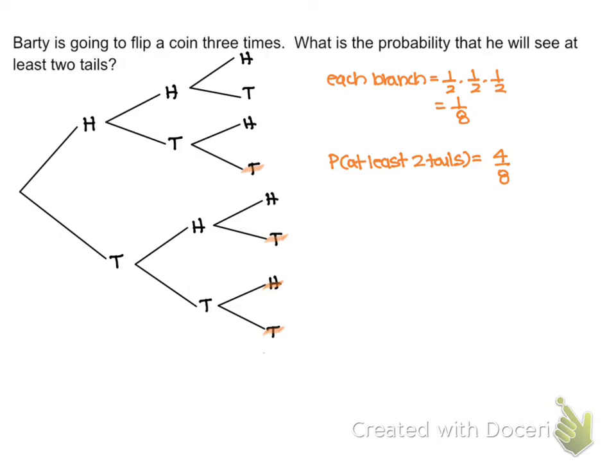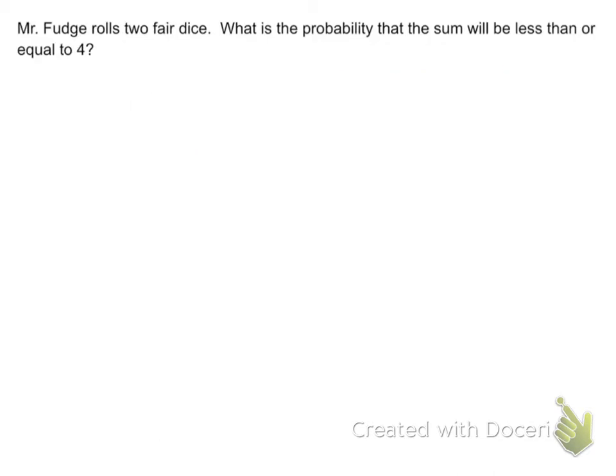So 2 tails would be a success, 3 tails would be a success. I found all of those probabilities, knowing that each branch was going to be 1/2, 1/2, 1/2, so that's 1/8, and then counted up how many of those branches there are, and there are 4 of them. Okay. Another question, now we're talking about dice though.